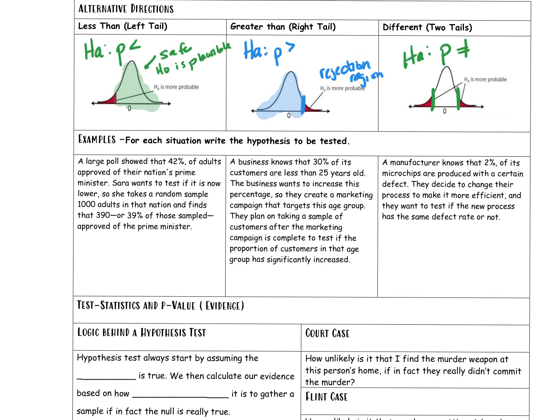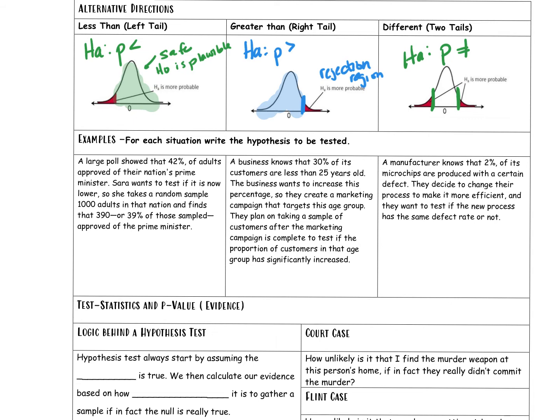In the first one it says, a large poll showed that 42% of adults approved of their nation's prime minister. Sarah wants to test if it is now lower. So she takes a random sample of 1,000 adults in that nation and finds that 390, or 39%, of those sampled approve of their prime minister. If I want to create a hypothesis here, here's what I do first.